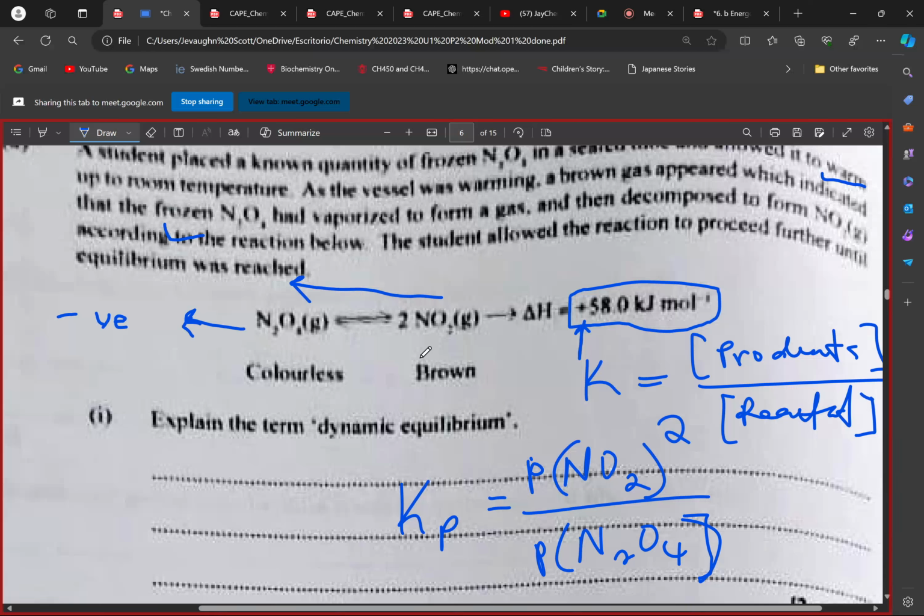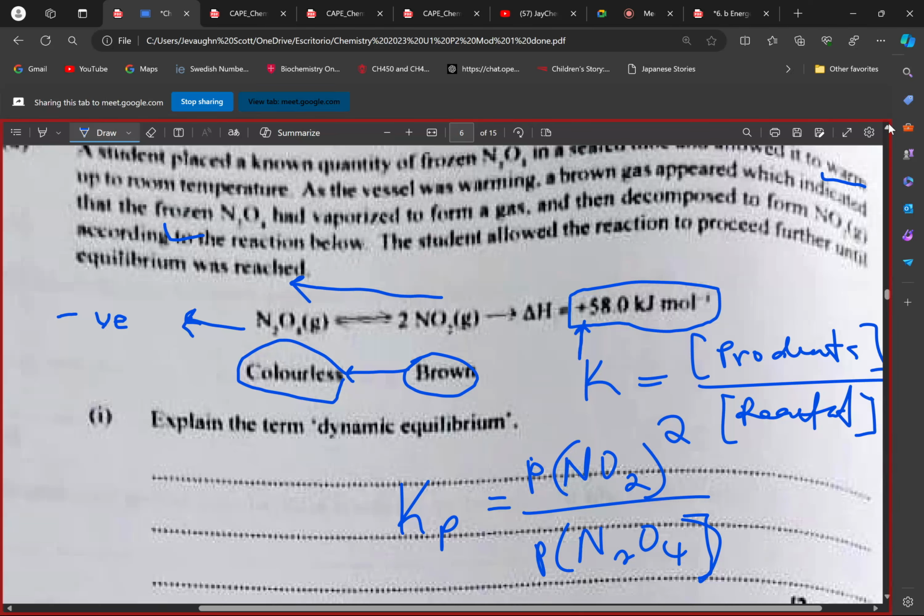Oh, the color would change to colorless. Wait, no, it would change to brown. Sorry, wait, colorless? It's shifting to the exothermic side, basically. Yes. So it would change to brown.